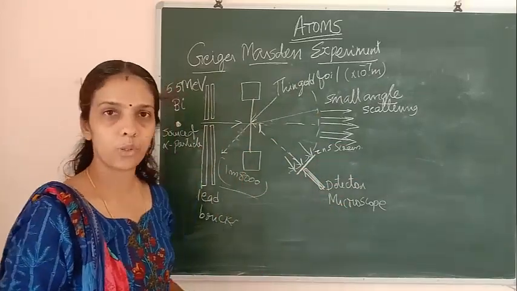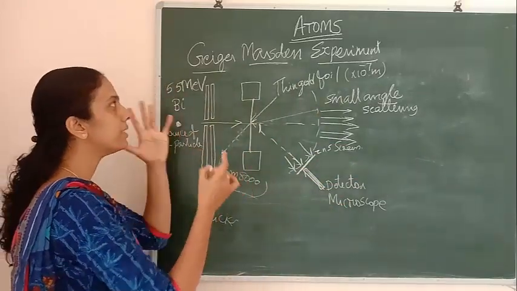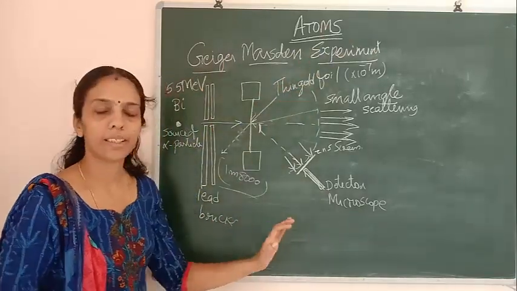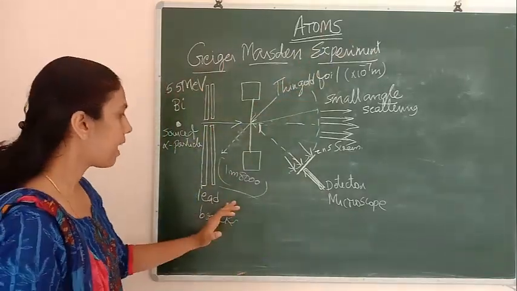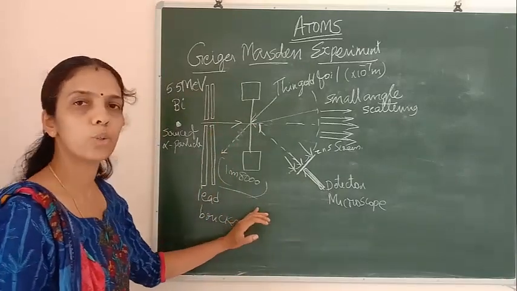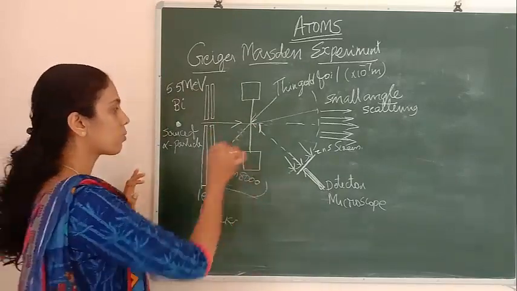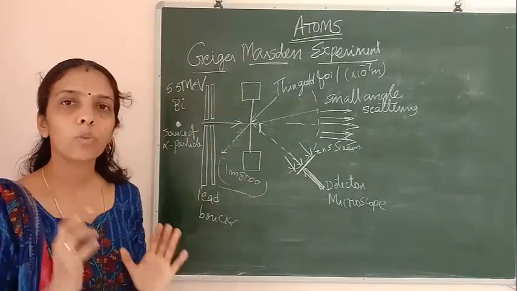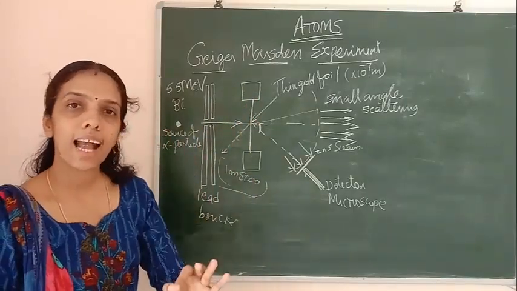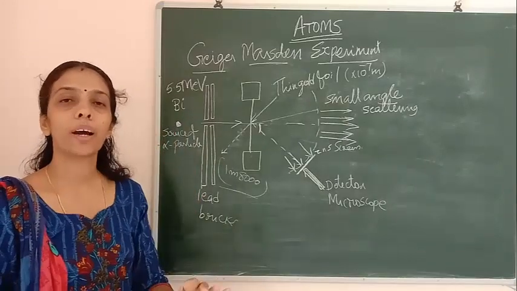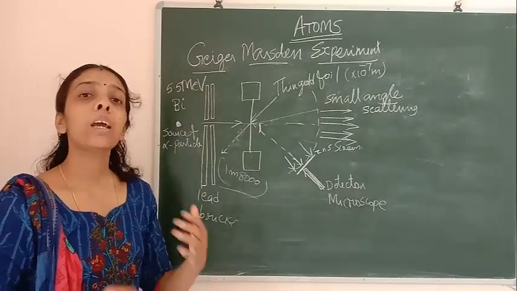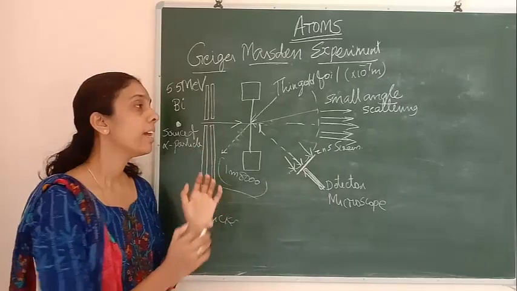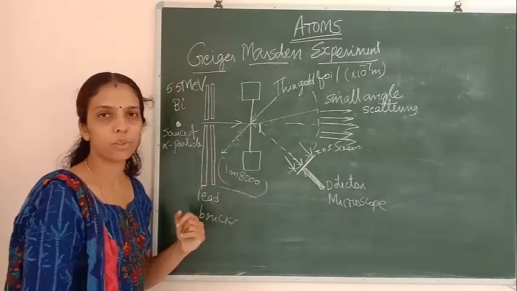Like that he understood. So this is the experiment done by Geiger and Marsden in alpha particle scattering. These are the observations they made. Next, they took the angle of scattering and the number of alpha particles scattered, connected both, and made a graph. Next we are going to draw the graph for that.